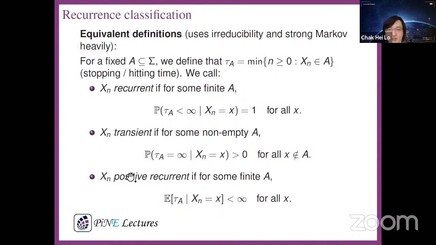If it's positive recurrent, then it's about the expectation of this stopping time. For some finite A, we want the expectation of tau_A to be finite. So it means that in expectation, we wait a finite amount of time before the process comes back. Okay, so this is positive recurrence. If it's recurrent, it's not necessarily the case that the expectation is finite; it can be infinite. If it's finite, then it's positive recurrent. If it's infinite, then it's null recurrent.